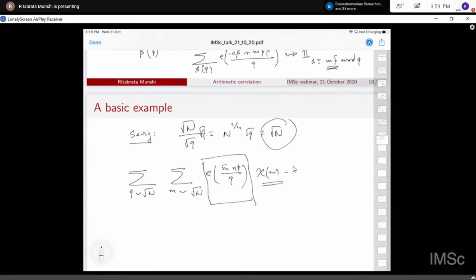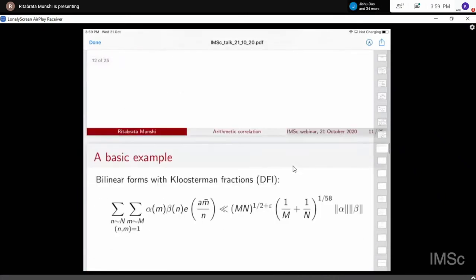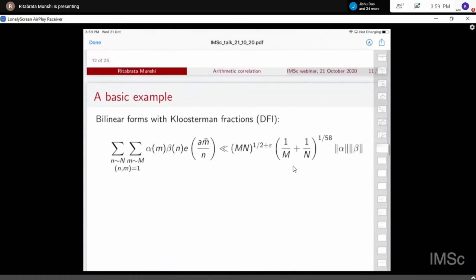So what you get here is called a bilinear form. I'm going to just ignore this and say alpha m beta q. These are some things which only depend on m, and some things which only depend on q, but they together appear in this Kloosterman fraction, E of m bar n p by q. For this sum, we have a large sieve inequality, due to Bombieri and Iwaniec. So this is exactly the sum we're looking at. The lengths of both of them for us are root n and root n.